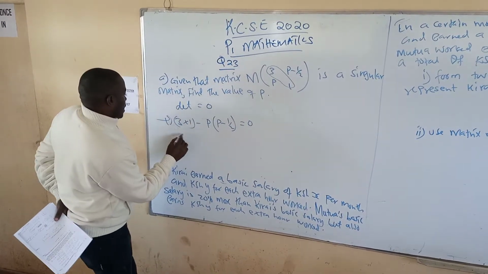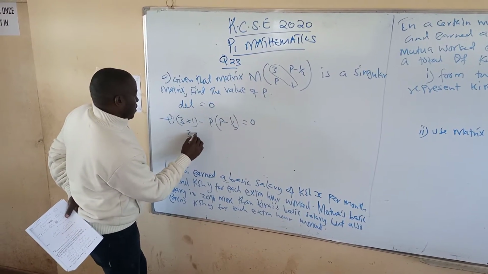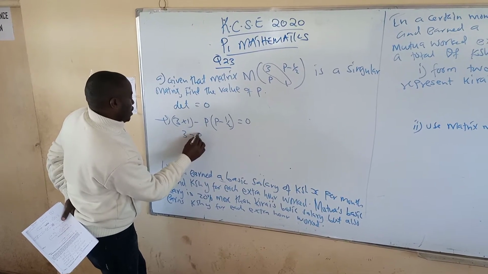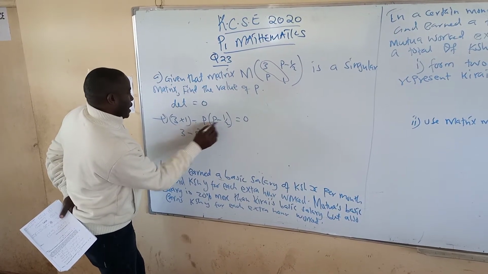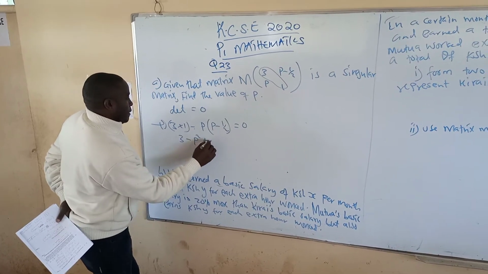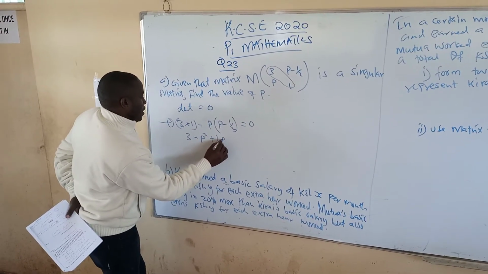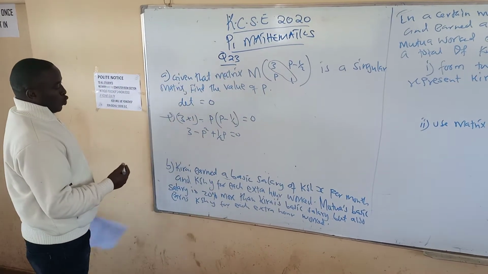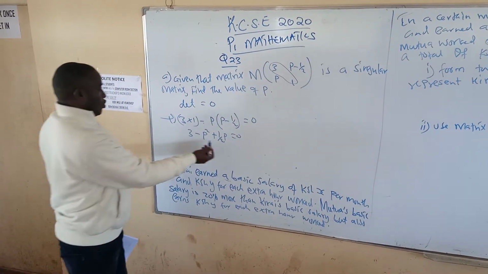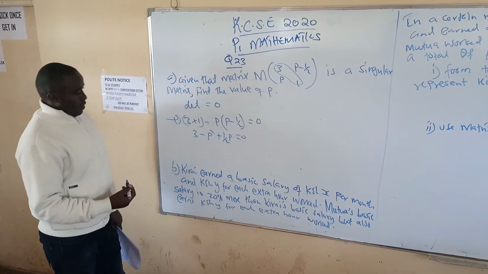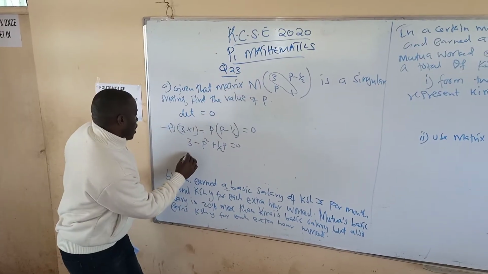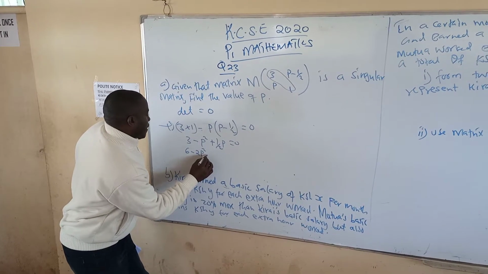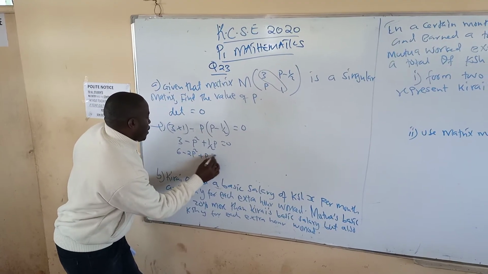So 3 times 1 is 3, minus. Now when you open the bracket, it will be P squared. This negative and negative makes it a positive, plus a half P equals 0. Now you could have decided to multiply by 2 on all sides so that you remove the denominator of a half, so that we have 6 minus 2P squared, then plus P equals 0.